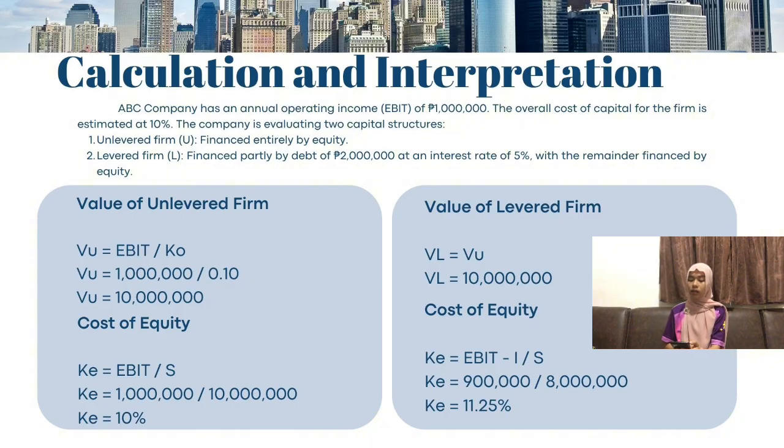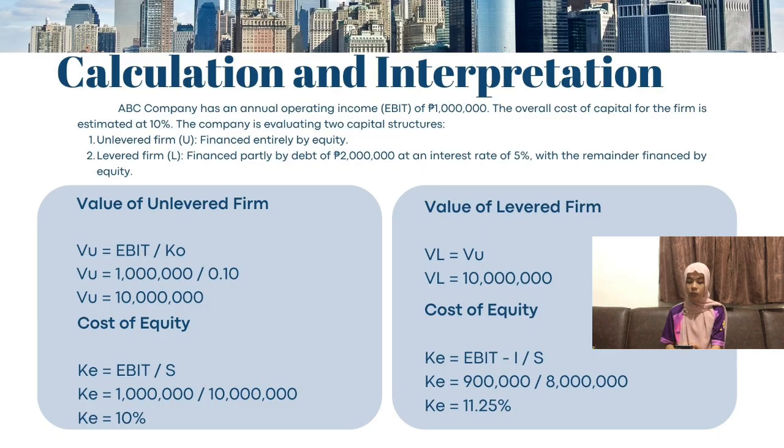In cost of equity under the value of the unlevered firm, it is computed as EBIT over S, or the market value of equity. Para makuha natin yung cost of equity, ang ating EBIT is 1 million divided by the market value of equity na 10 million, which gives us a 10% cost of equity. Yan siya i-solve.